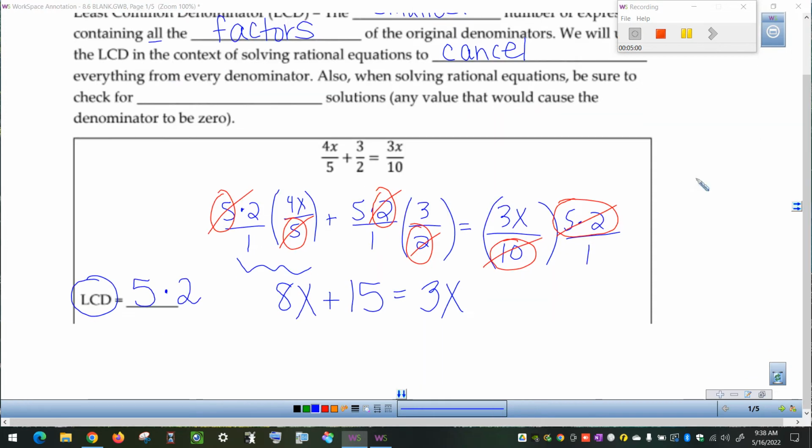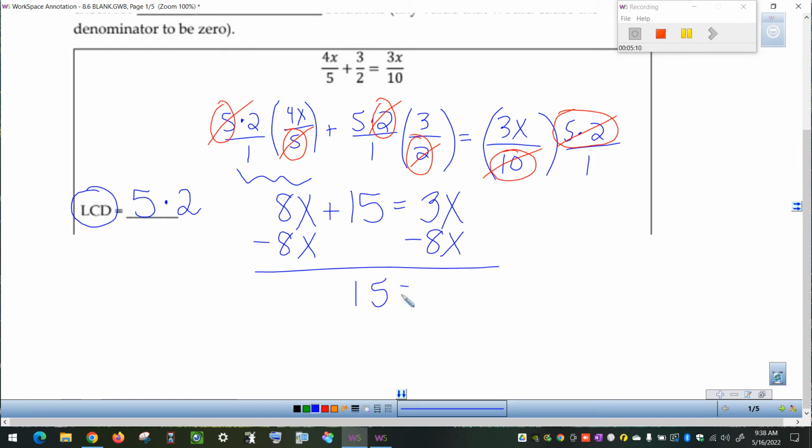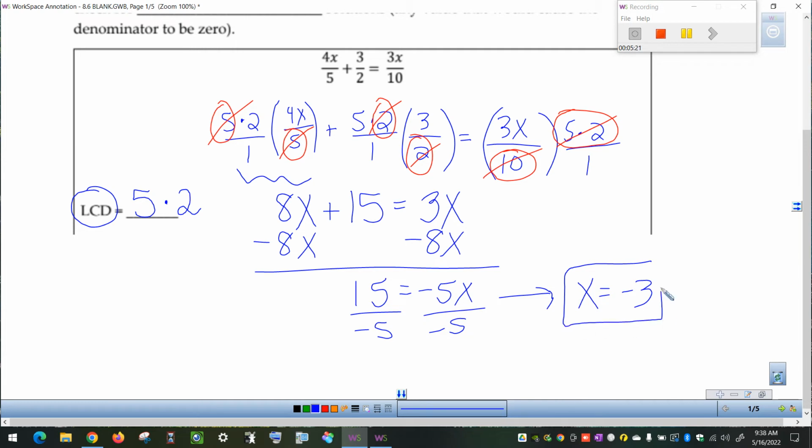And so now we're just going to finish solving the equation like we normally would. So in this case, let's think about getting all of the x's together on one side. And then here, let's just divide both sides by -5. So we get a final answer that x must be equal to -3.